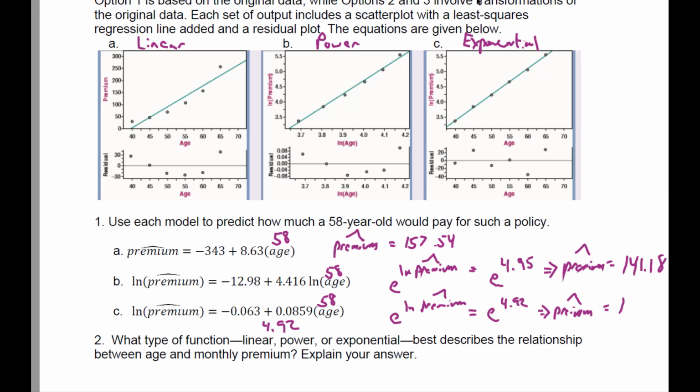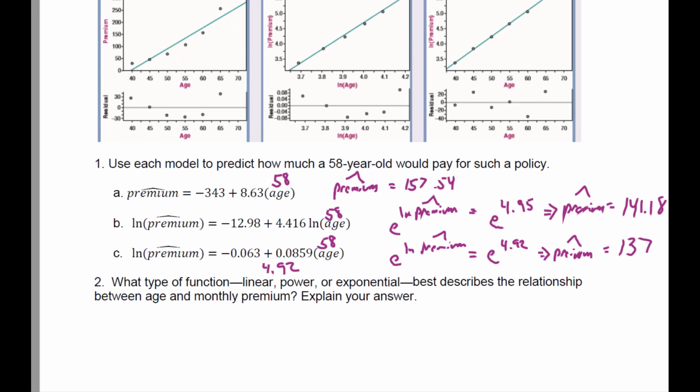137. It's a horrible 3. Let me write that 3 again. 137. Okay, so those are the predicted premiums that they would pay. So you got 157.54, 141.18, and then 137 even with that.